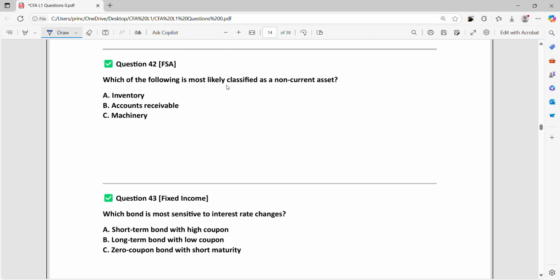Which of the following is most likely classified as a non-current asset whose life is more than 1 year? 1 year plus. So machinery, yes, the life of a machinery is more than 1 year.